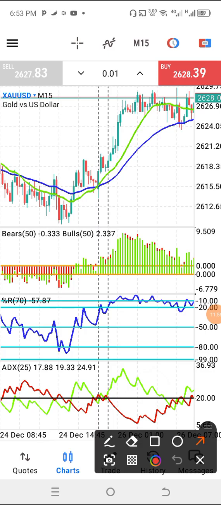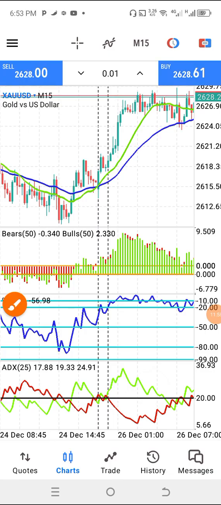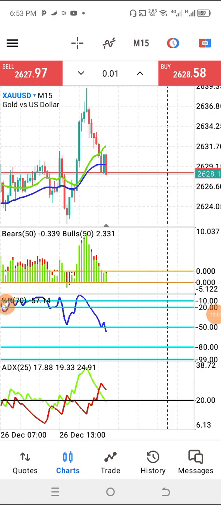This analysis applies to every other pair, whether it is the forex market, the synthetic market, or the crypto market. Whichever market it is, this format applies to all of them. Is that clear? This format applies to all of them. So please practice this before going live with it.